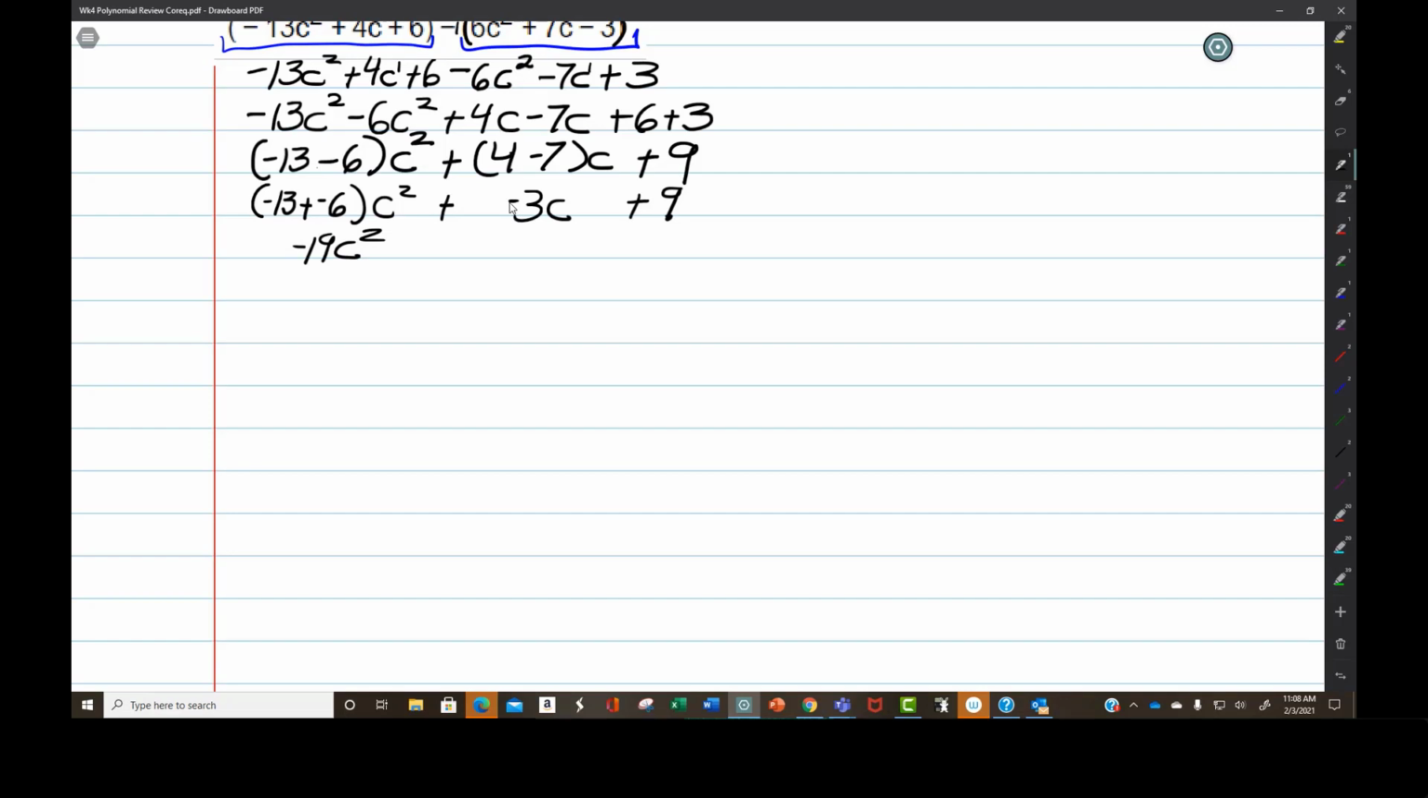Okay, here, before you put an answer into MyMathLab, you have to turn this back into the way we write signs that are together. This is plus minus, which is minus. So you're going to have negative 19c squared minus 3c plus 9. And that's your answer.